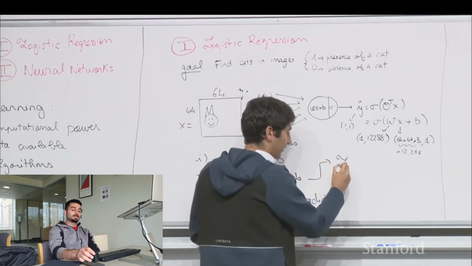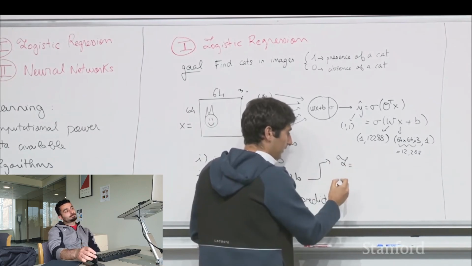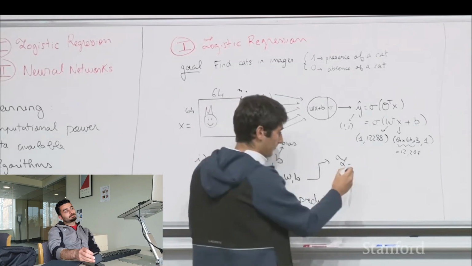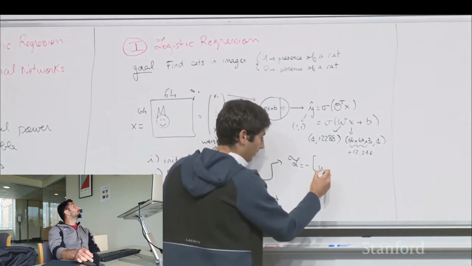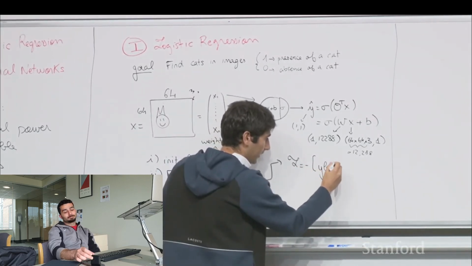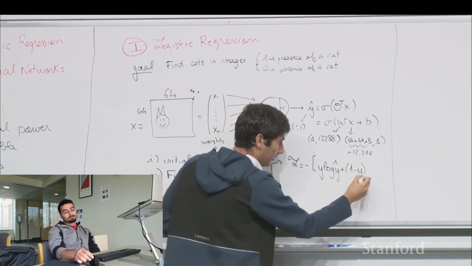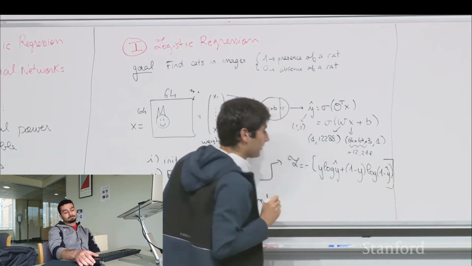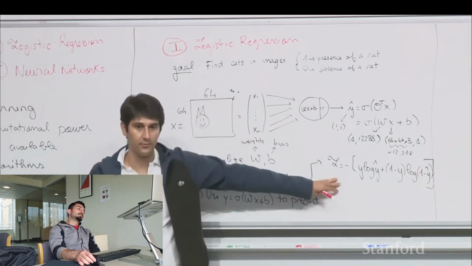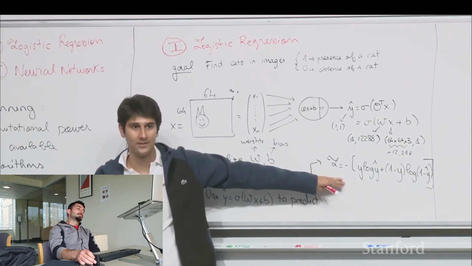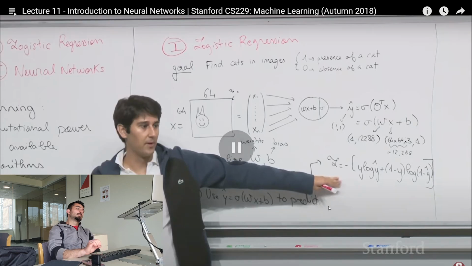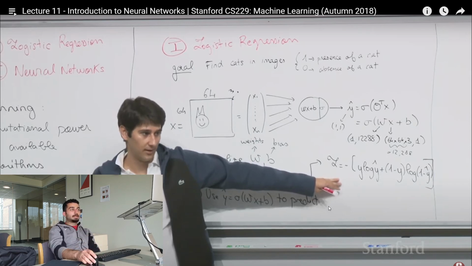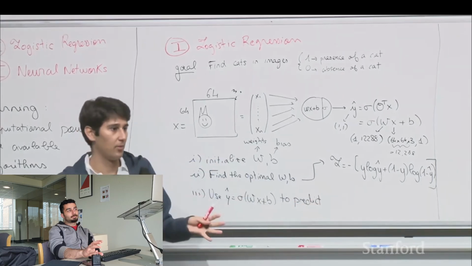So you define a loss function that is the logistic loss, minus y log of y hat plus 1 minus y log of 1 minus y hat. You guys have seen this one. You remember where it comes from? It comes from information theory, maximum likelihood estimation, starting from a probabilistic model. Makes sense.